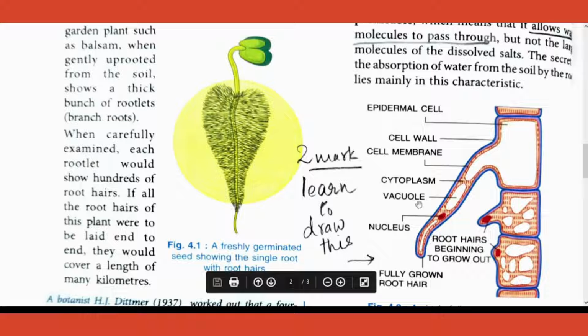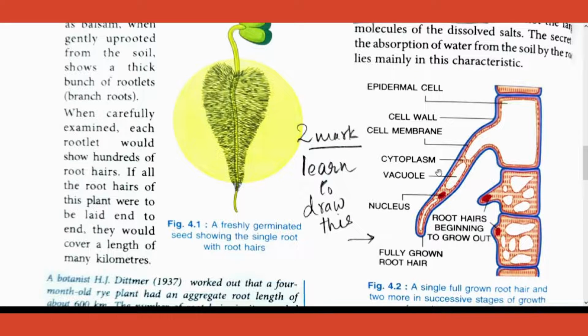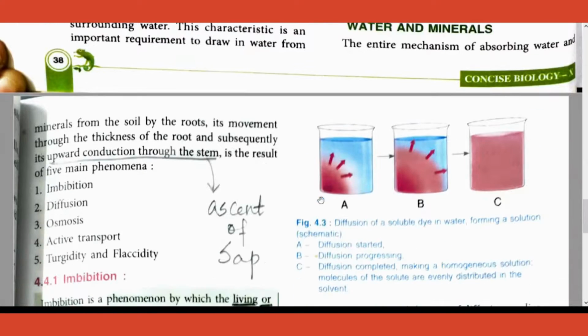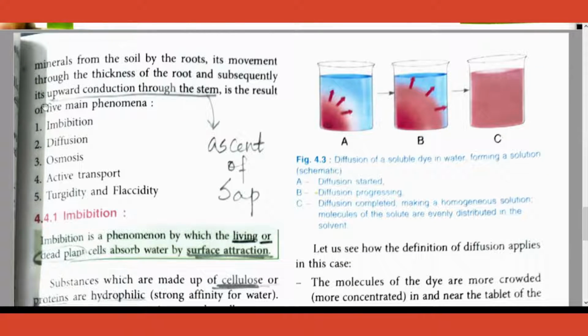Even if you leave out this, these are very important: cell wall, cell membrane and epidermal cells. 100% you have to label. Alright. So that's about this part. Now moving ahead to the second part of the chapter.